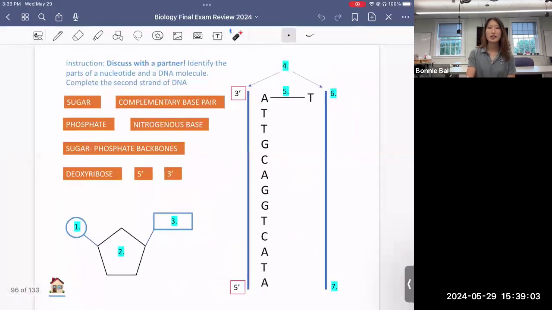All right, moving on. This is a labeling type of question. We have number 1 is our phosphate group. Number 2 is the sugar. If it was DNA, once again, that's a deoxyribose, and RNA, it will be a ribose. Number 3 is our nitrogenous base. Number 4 is our sugar phosphate backbone.